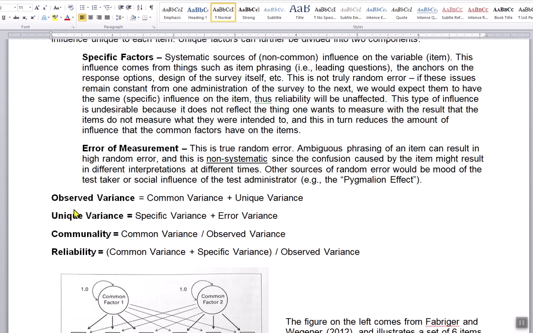And then here are some relationships between these. What we call the observed variance, that's the actual variance of the scale, is a combination of common variance plus unique variance. That's everything on the scale. Unique variance is specific variance plus error variance. Communality is common variance divided by observed variance. And what we call reliability is the combination of common variance plus specific variance divided by observed variance.